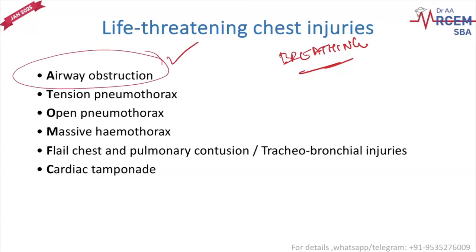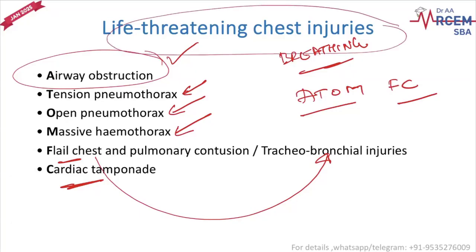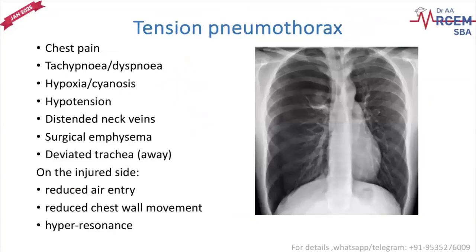What are the important factors you need to really look out for in the primary survey when you're checking for breathing? Is the patient in tension pneumothorax, open pneumothorax, massive hemothorax? These are the three important things you need to look out for. Next one is the flail chest. Flail chest is kind of replaced by tracheobronchial injuries nowadays, followed by cardiac tamponade. This can be easily remembered with a mnemonic known as ATOM FC. Use this mnemonic to remember. Okay, these are the life-threatening chest injuries. You shouldn't miss them, or you should be able to pick them up in a primary survey.